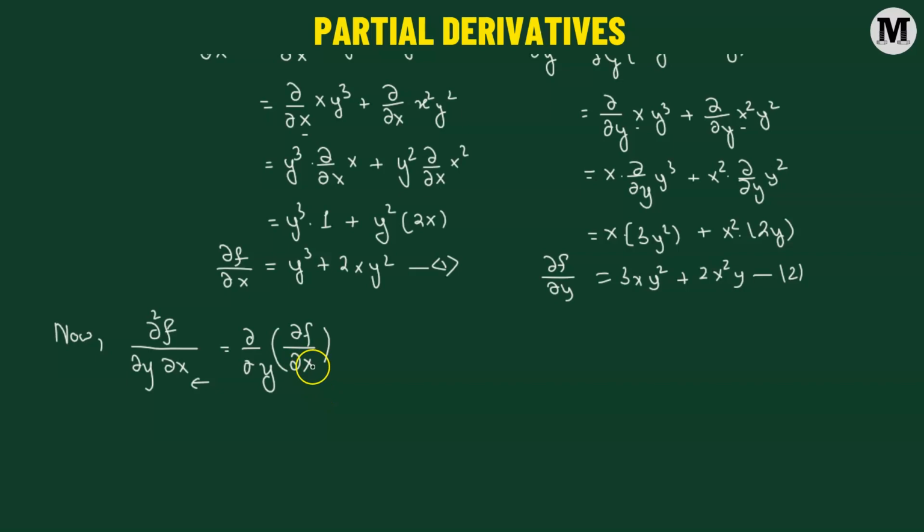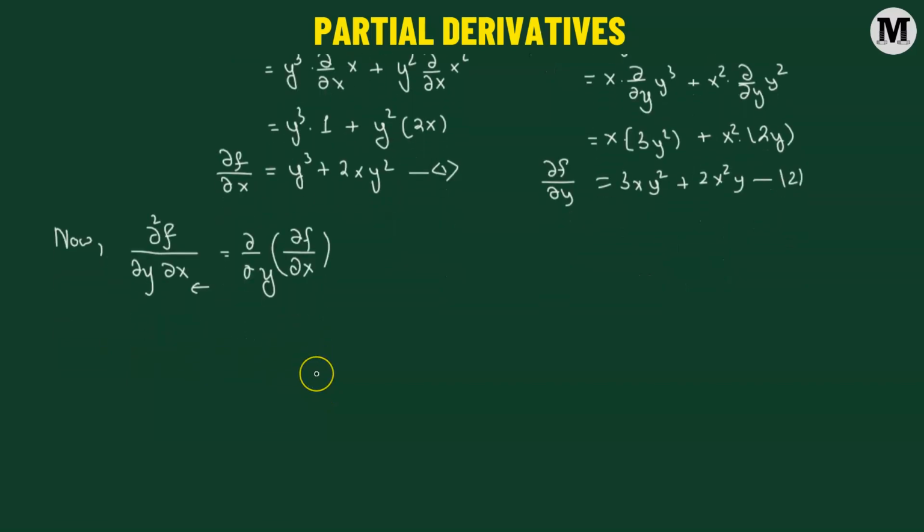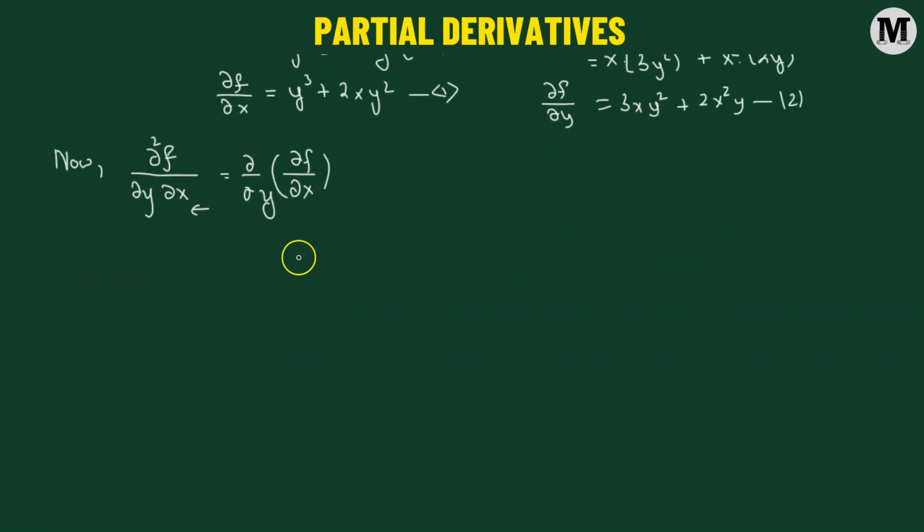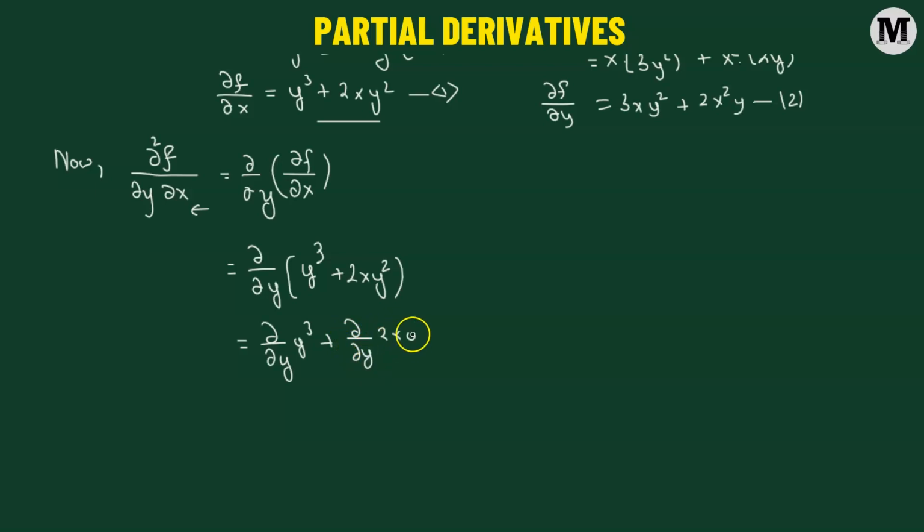Fine. Now we have already obtained the value of partial of f with respect to x. So that's given in equation number 1. So let's substitute it here. Now we have partial with respect to y of, in place of partial of f with respect to x, we're going to replace it with y cubed plus 2xy squared. Now the rules are going to remain the same. So we have partial with respect to y of y cubed plus partial with respect to y of 2xy squared.